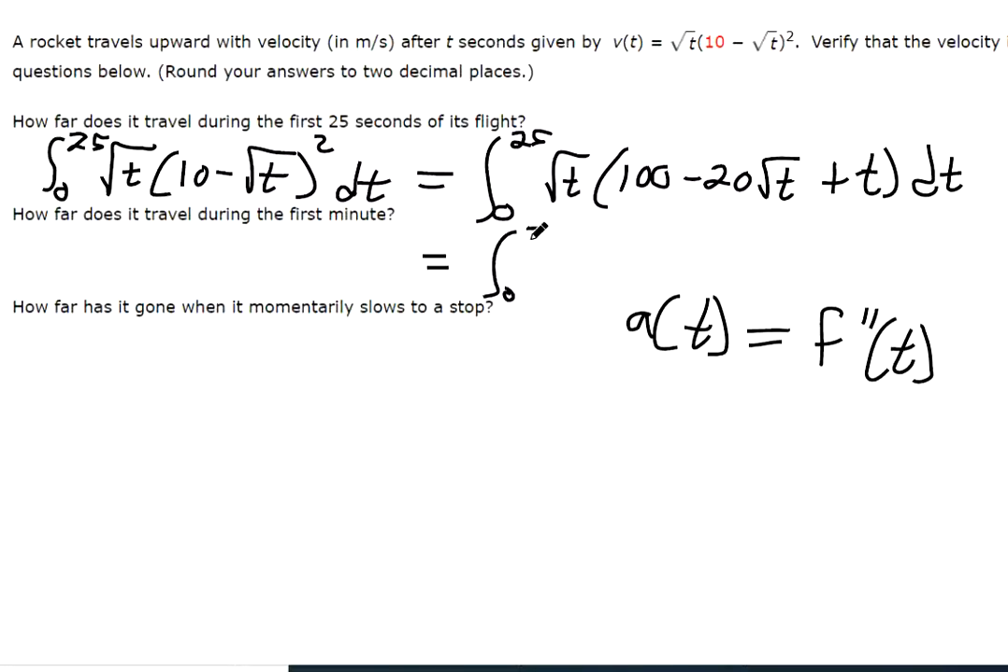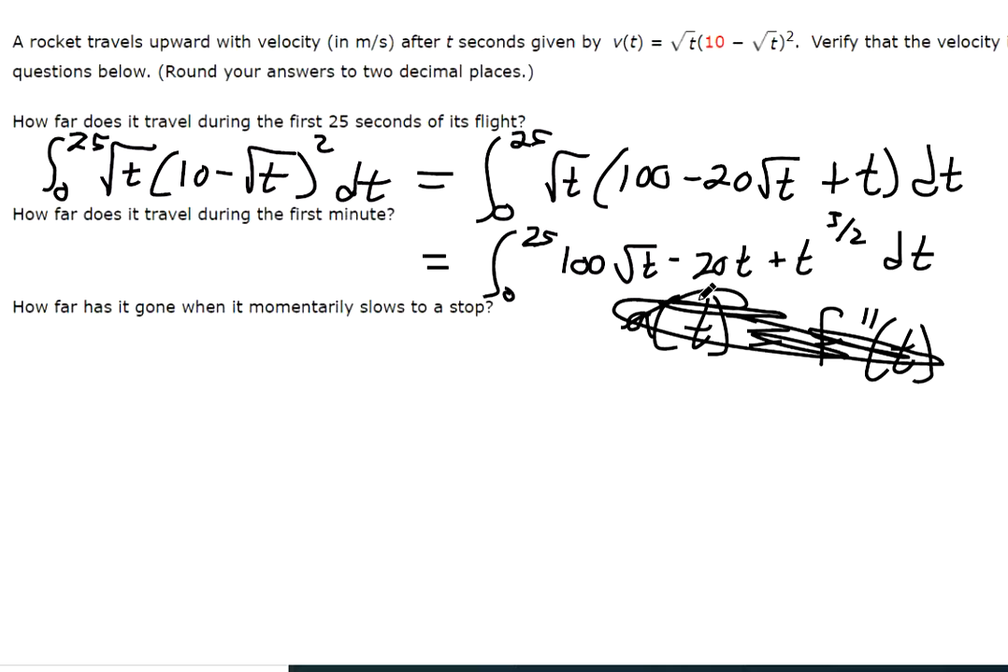Keep going a little bit more. Distribute that square root of t. Distribute it here, so that's going to give you 20t, and then distribute it here, that's going to be t to the 3/2 power. From there, you can separate this and evaluate each individual integral from 0 to 25, and that will tell you how far it travels in the first 25 seconds of flight. Here's the beginning, here's the 25th second, and we're integrating because we're talking about a change in location.